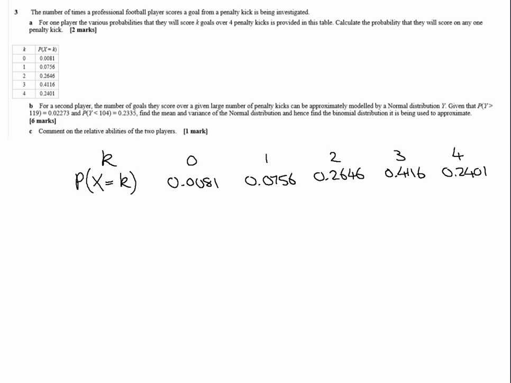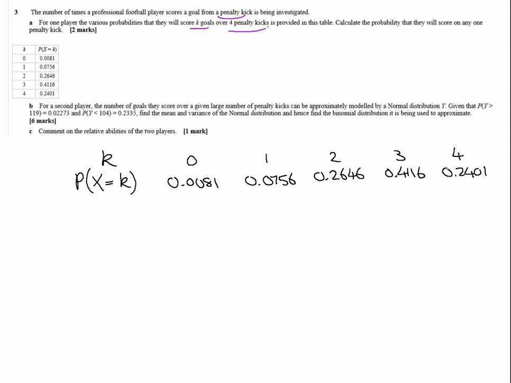So what we have here is the number of times a professional football player scores a goal from a penalty kick. And we have, it doesn't call it a probability distribution table, but that's what it is. And what I've done is I've drawn it horizontally because I just don't like looking at it vertically. And what we have here is the various probabilities that they will score k goals over 4 penalty kicks.